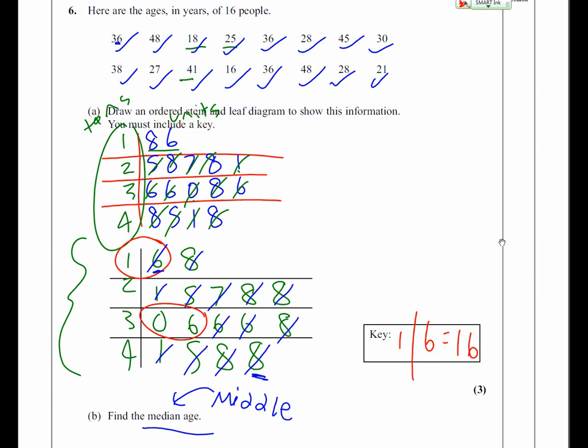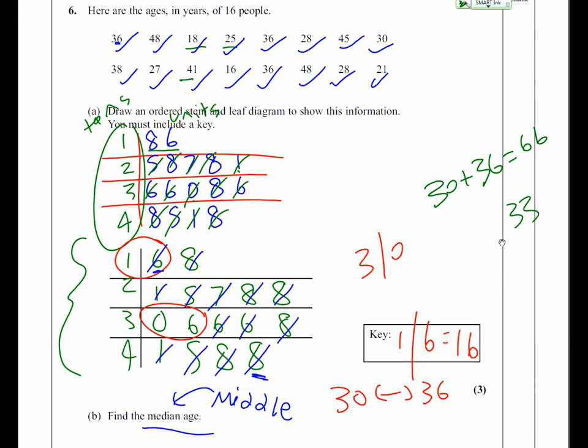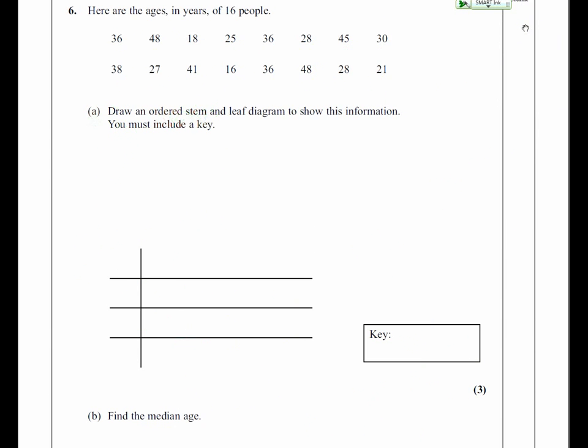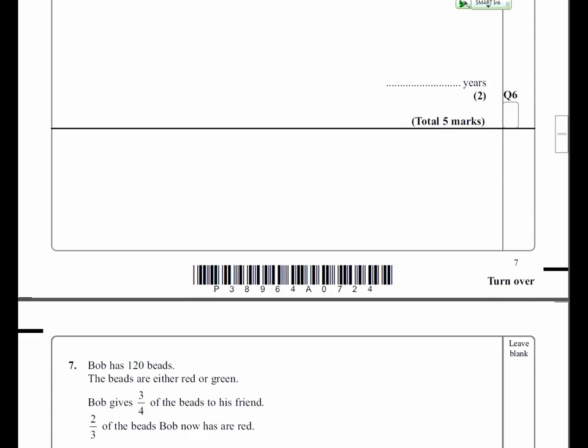So remember what the key says. If you've got 3 line 0, it's actually 30. So the middle is between 30 and 36. You want the middle of 30 and 36, which you can get by doing 30 plus 36 equals 66 and then half it to get 33 is the median. Hope that gives you a good couple of marks for that. Let's clear the ink. 2 marks.